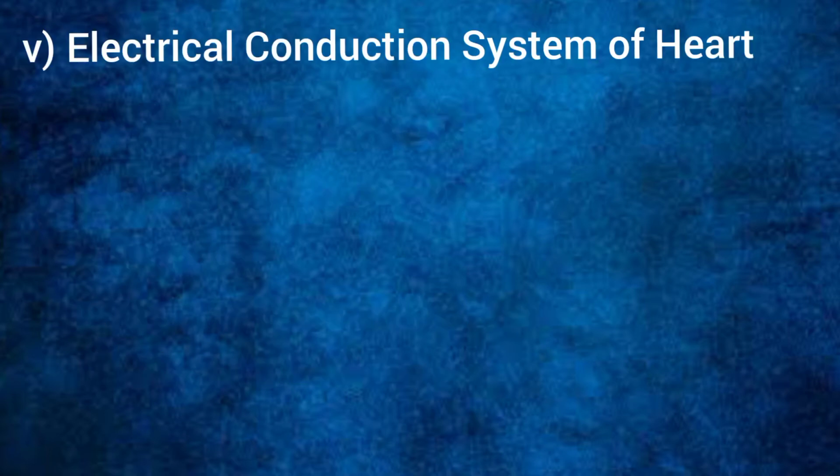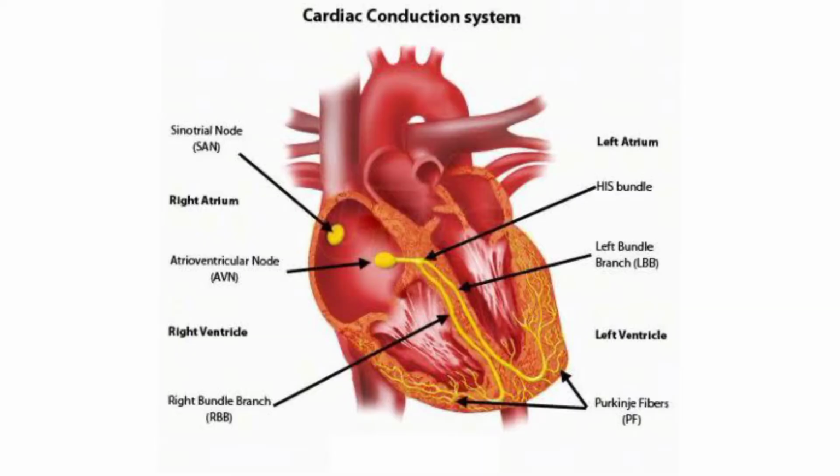Now talk about the electrical conduction system of the heart. The electrical impulse originates in the SA node and travels to the AV node. Then it passes into the bundle of His, travels to the bundle branches, then Purkinje fibers and travels into the ventricles.